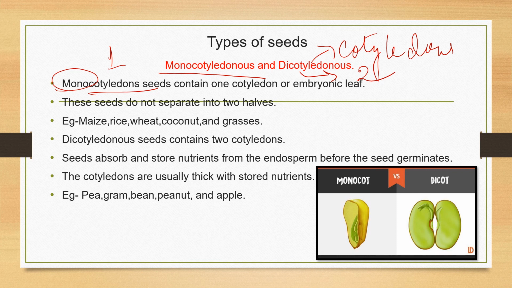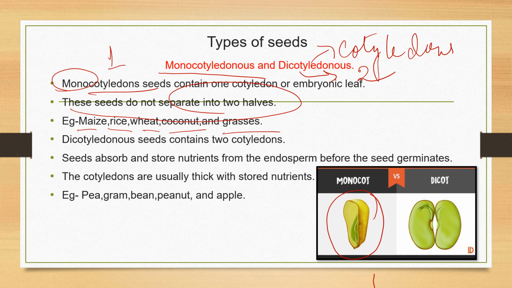Mainly these monocot seeds are not separated into 2 halves. Even if you soak the seed for 12-24 hours, you will not be able to separate the seed into 2 parts or 2 seed leaves. These seeds do not separate into 2 halves, like maize, rice, wheat, coconut and grasses. Once you soak them for a long duration and press them, they will break down, but they will not divide into 2 separate equal halves.